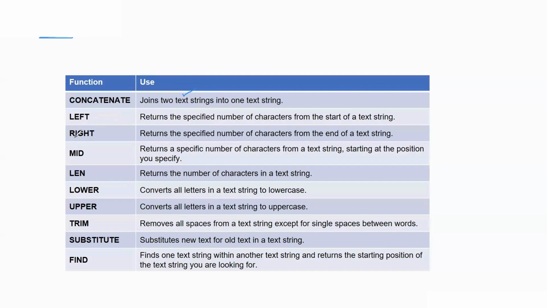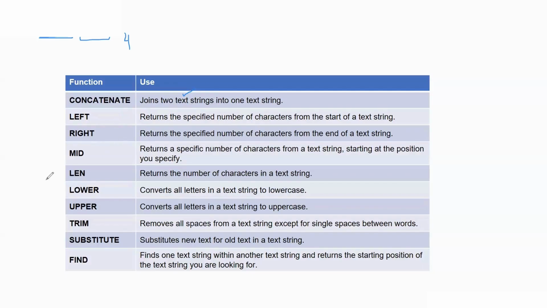Then we have right. Same as left is doing from the left hand side, right would be used to extract the text from the right hand side. So for example, I want to extract quad. So I will specify the value as 4 and I will say that extract these number of text from the right hand side. So it would extract this quad.